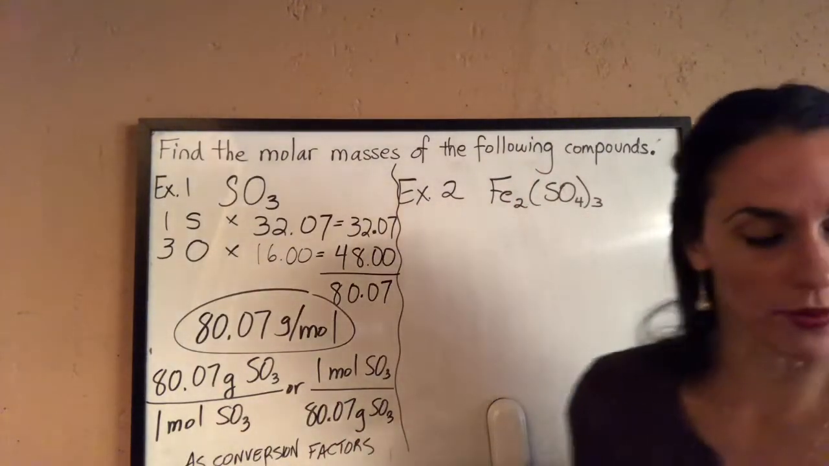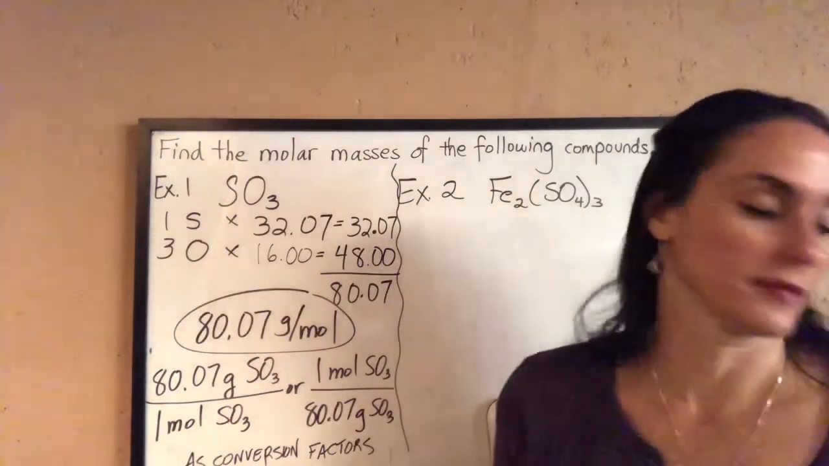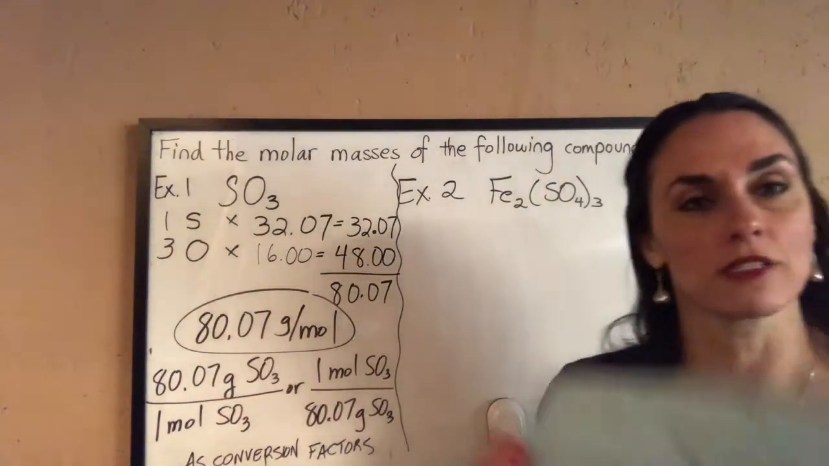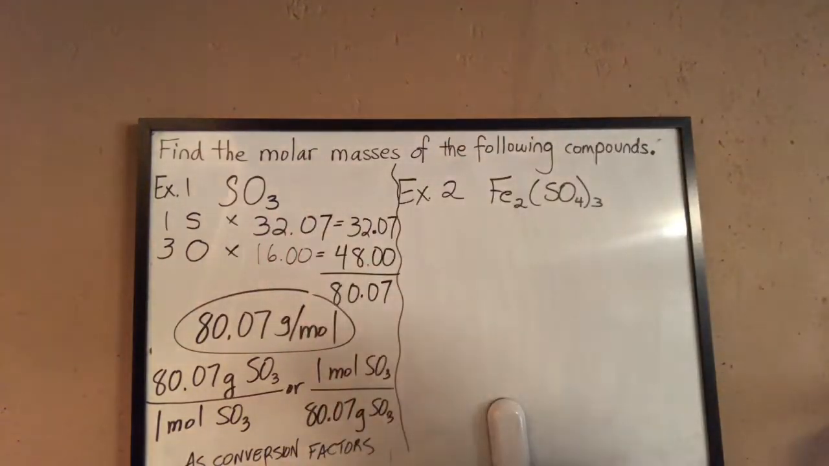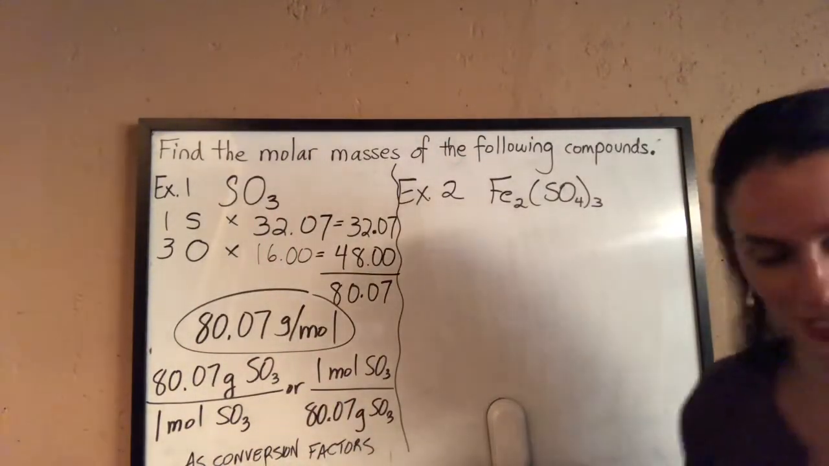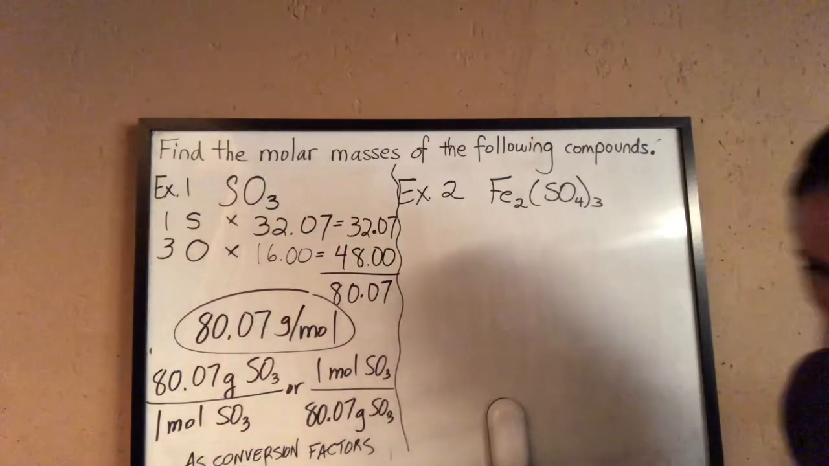So it's very simple. You look right at the periodic table. The periodic table is a chemist's best friend. Always have this chart handy for pretty much most of the stuff we do throughout the rest of the course.